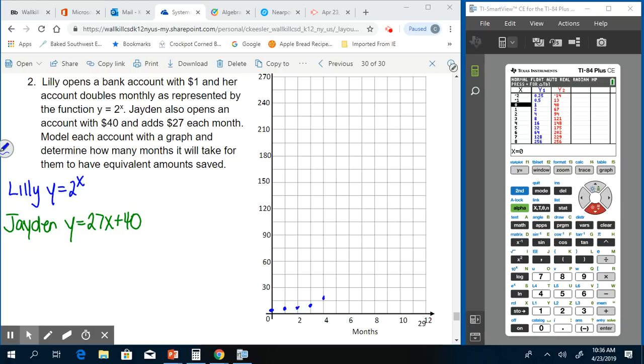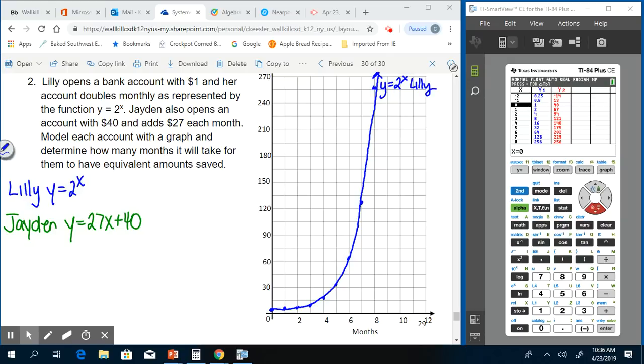5, 32, 6, 64. Now we're growing more quickly. 7, 128. 8, 256. Be about there, and we can draw our line with an arrow on the end and label that y equals 2 to the x, or Lily.